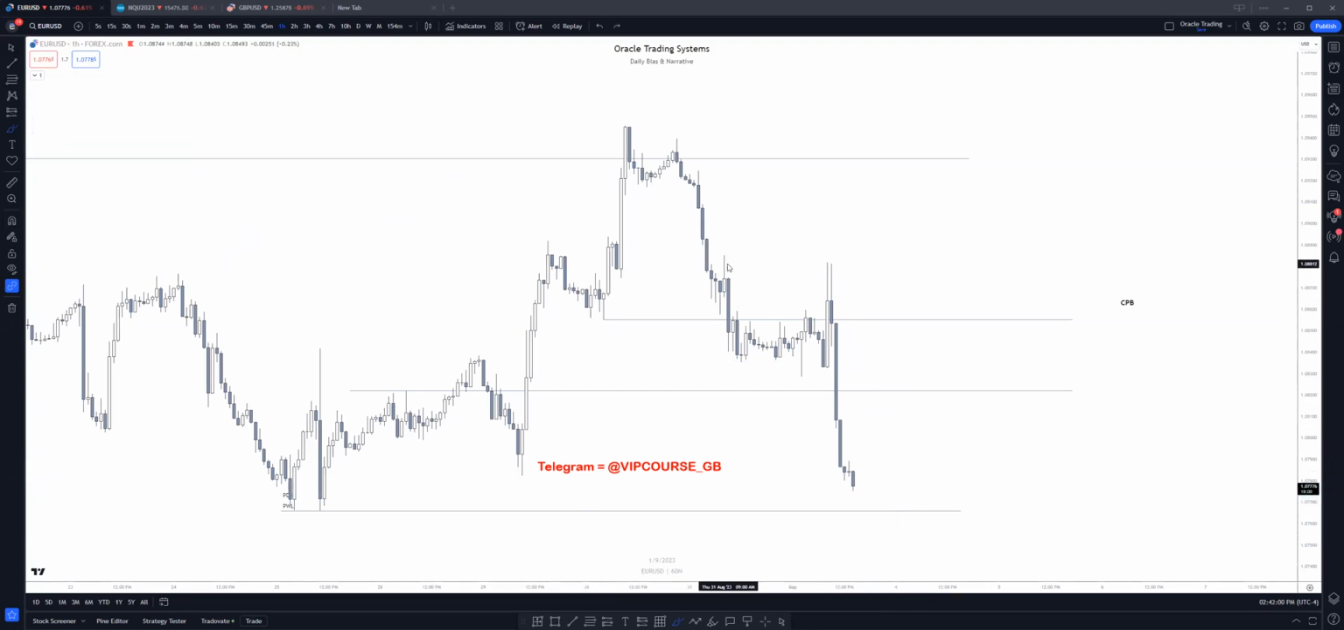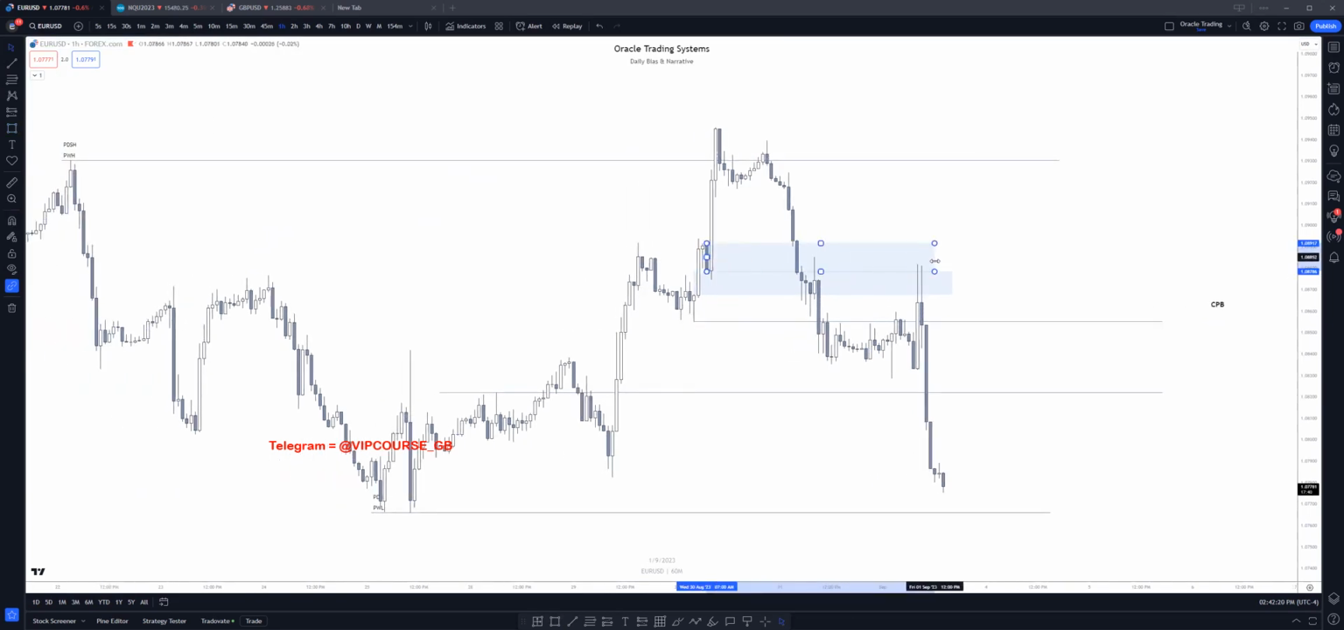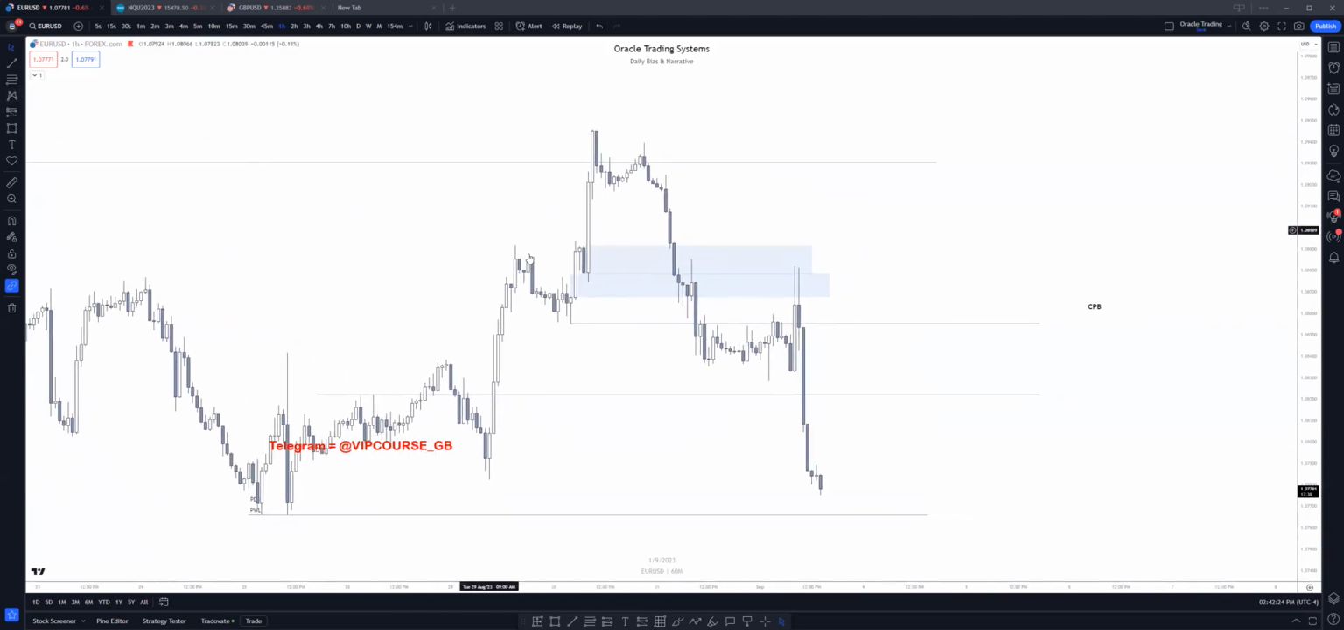Let's pay attention here to what's going on. We have FEG here. This FEG is broken through, held as support. We also have a breaker, held as support. So many different ways of looking at this current price action right now. We have a breaker that's held as support or as resistance. We have a liquidity draw.